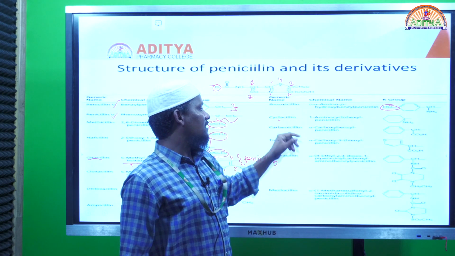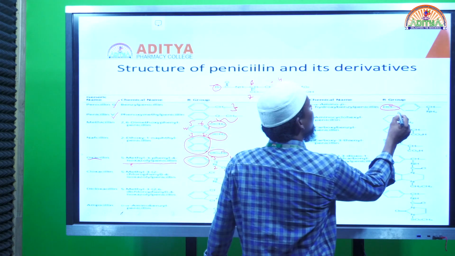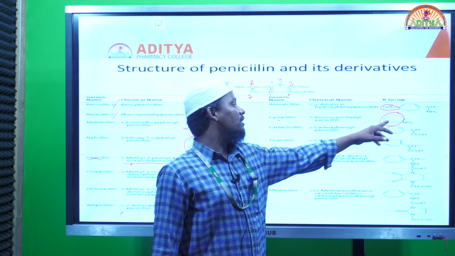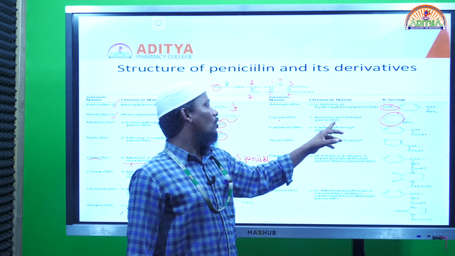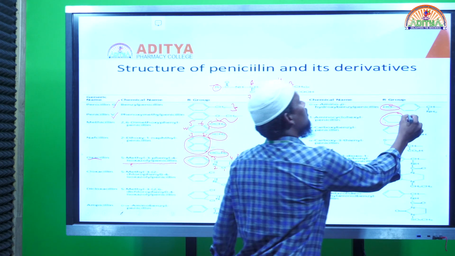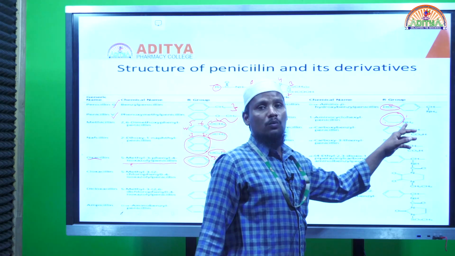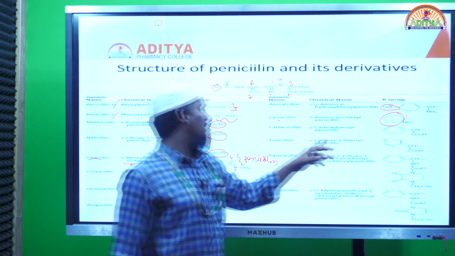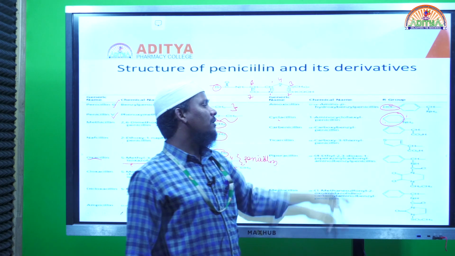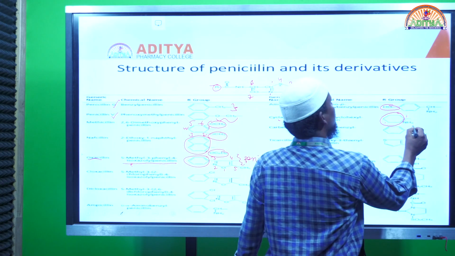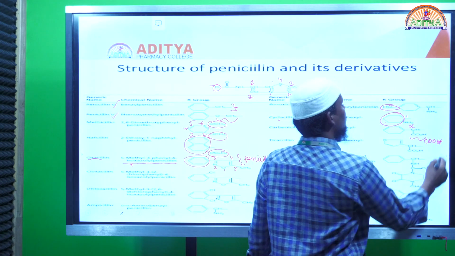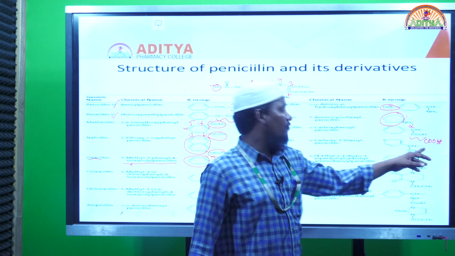And next one is cyclacillin. In cyclacillin, we are going to introduce a cyclohexane molecule. That's why it is called 1-aminocyclohexyl penicillin. At the first position, we are introducing an amine functional group. Next, carbenicillin, the alpha-carboxybenzyl penicillin. This is the alpha position and the carboxyl functional group, COOH, a carboxylic functional group.